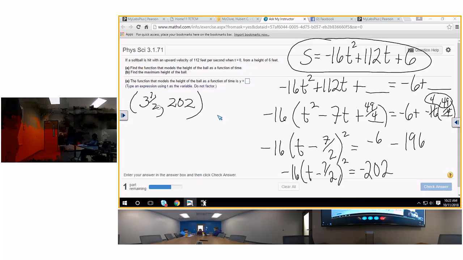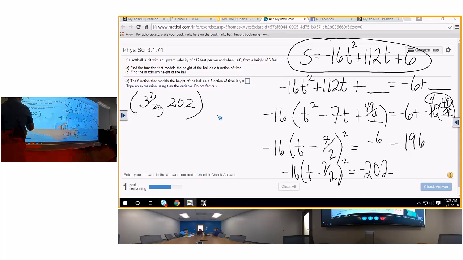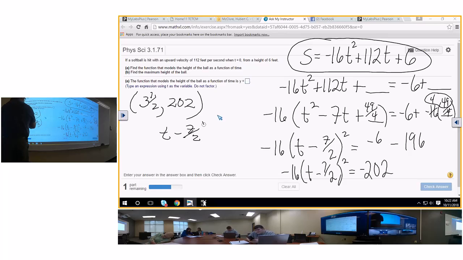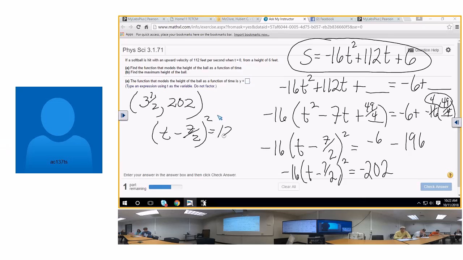So somebody take 202 and divide by negative 16. 12.63. Okay. T minus 3.5 squared is equal to 12.63. Is that what you got? 12.63? Now, I'm not Rain Man, but somebody take the square root of 12.63 and just give me hundreds.